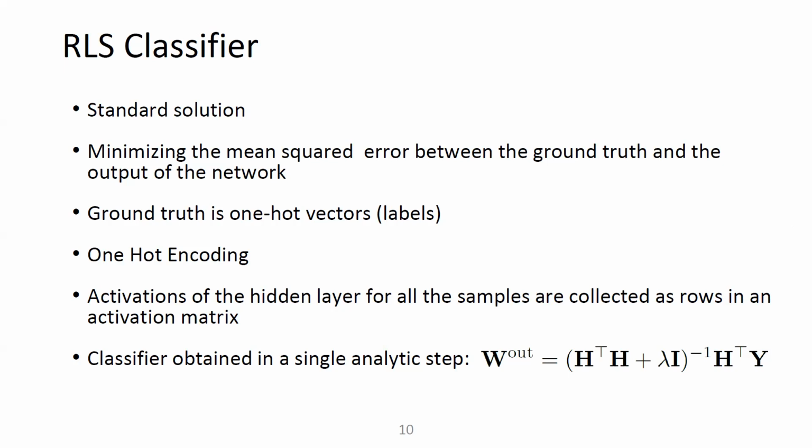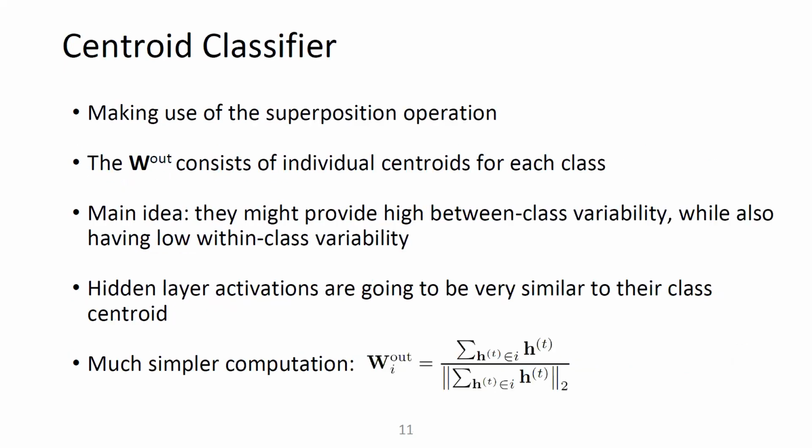As a one-hot encoding. The activations of the hidden layer for all the samples are in this activation matrix, and the classifier is obtained in a single analytic step that involves matrix inversion. We can also call it a technique of regularization, which involves, as I said, the transposition and the inversion of the matrix. So it can be a computationally expensive way of dealing with this classification.